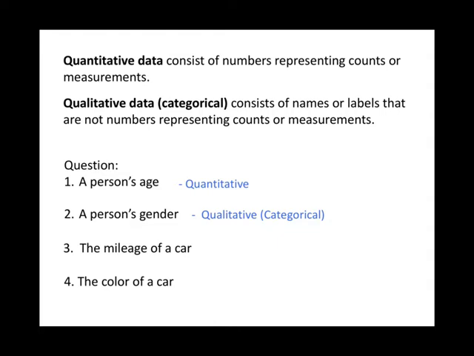Mileage of a car. For the mileage of a car, we use a number to represent it, so this is quantitative. And then the color of a car. The color can be red, blue, yellow. So these are going to be names. We call this categorical data.